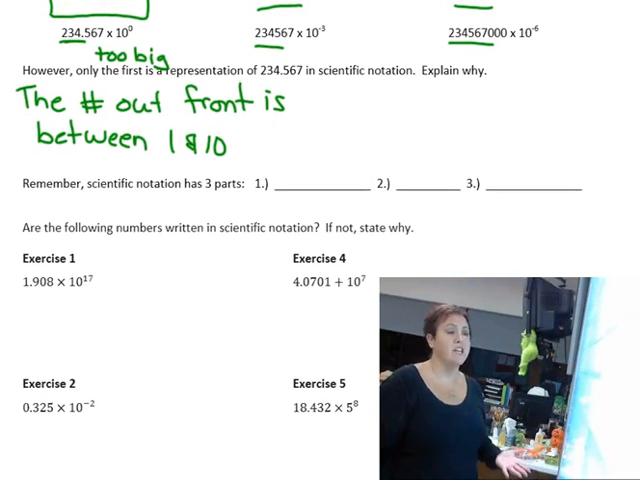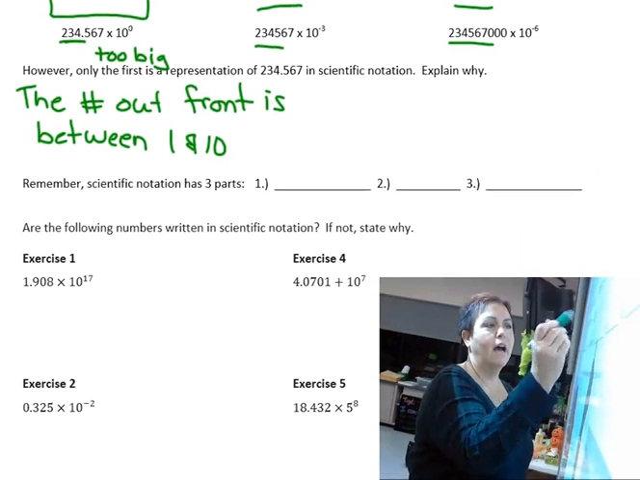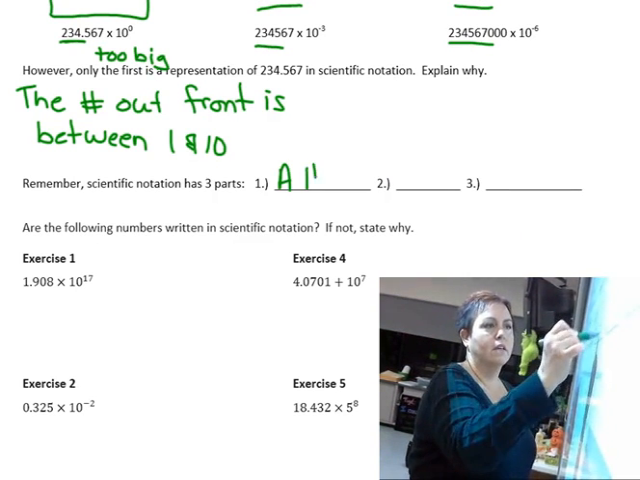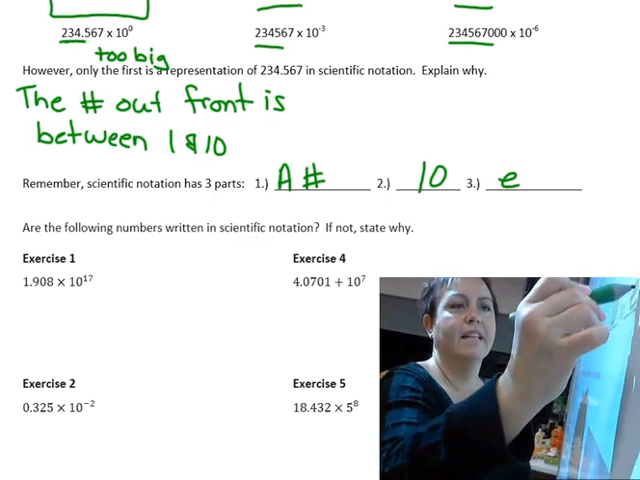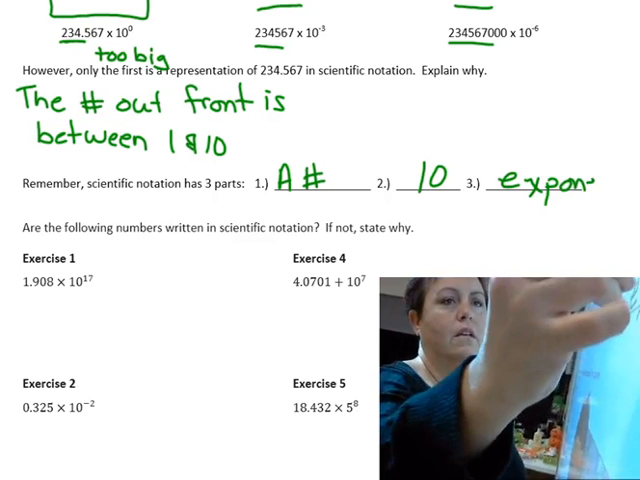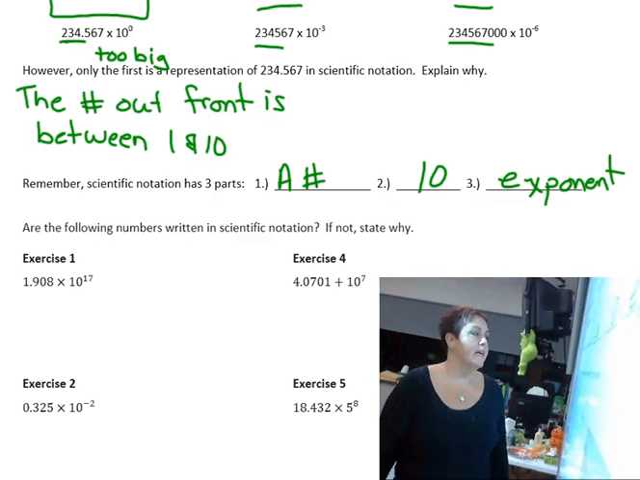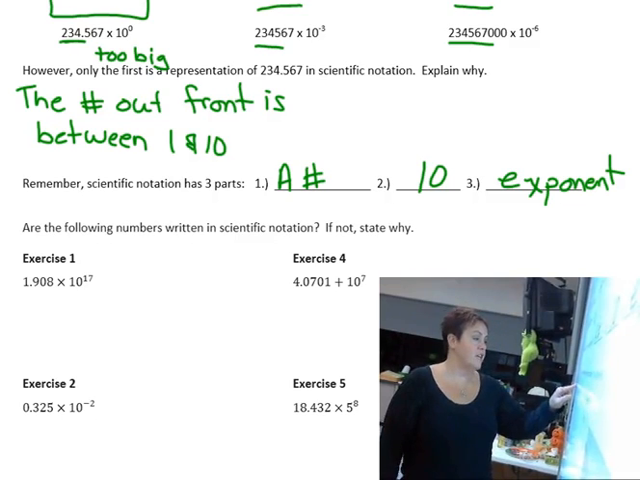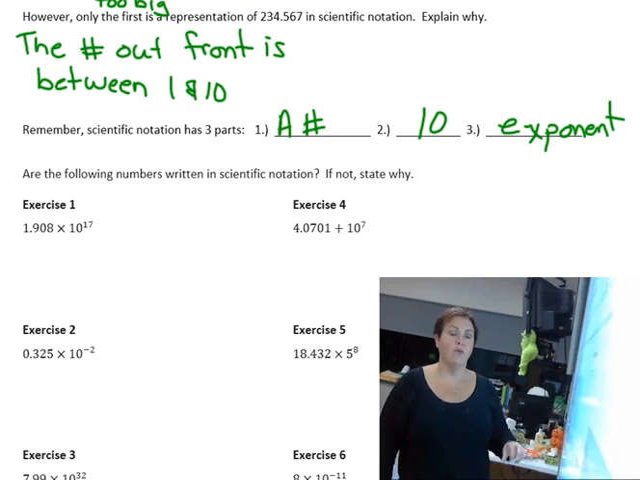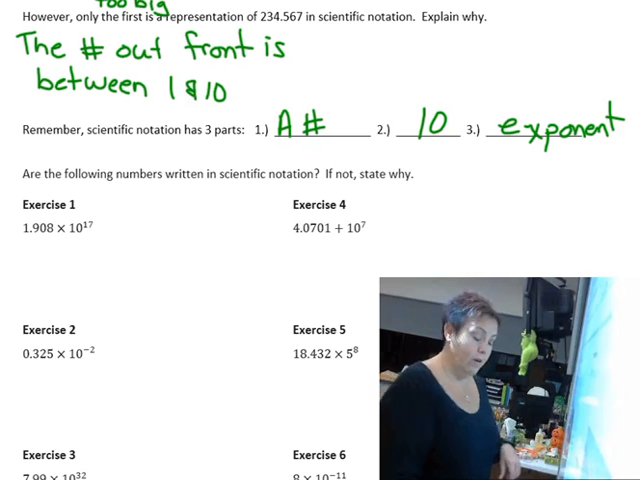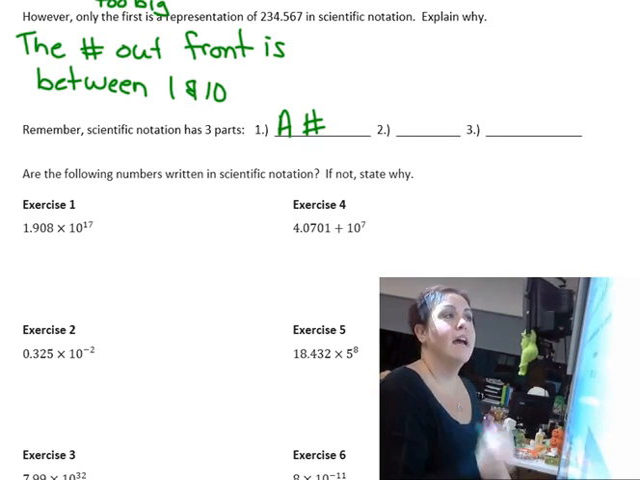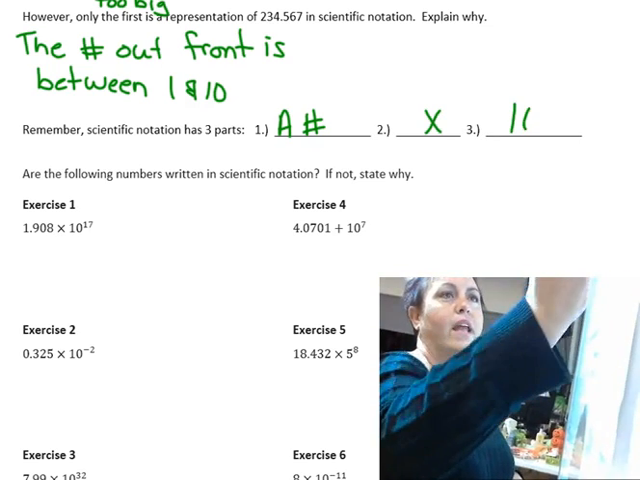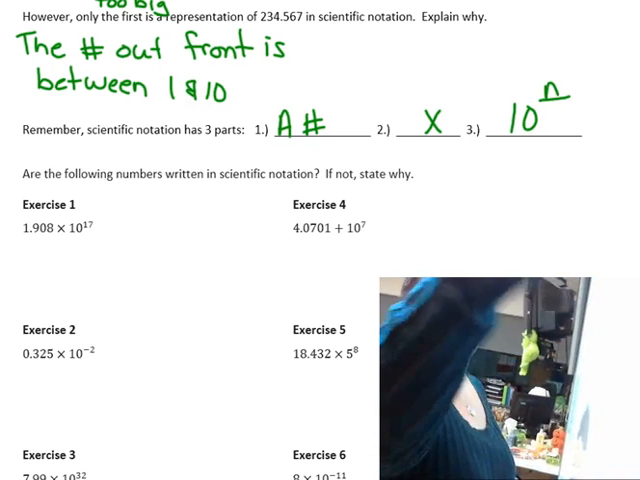Okay, remember, scientific notation has three parts. It has a number out front, it has a base of 10, and then it has an exponent. So, are the following numbers written in scientific notation? Explain why or why not. What I'm looking for is, is the number out front between 1 and 10? It's going to have a times sign, and then it's going to have 10 to some exponent n.